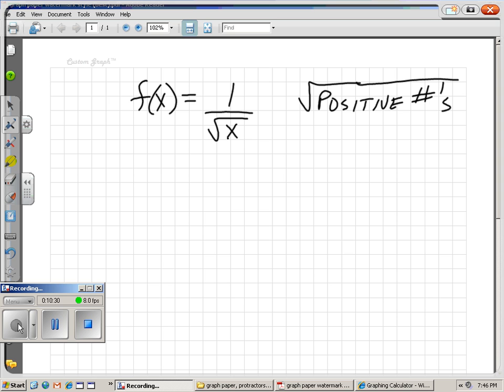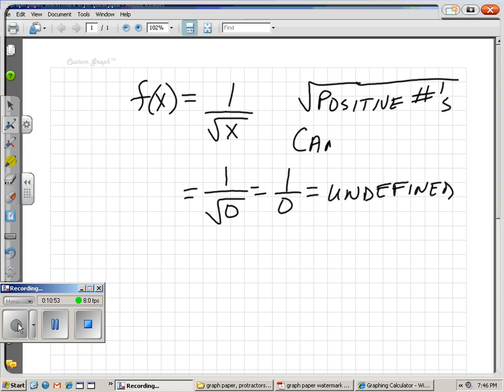So we know that x has to be positive. Now in the last example we said it could also be 0, but can it be 0 here? What if it is a 0? Let's just work that out real quick. 1 over square root of 0 equals 1 over 0 equals undefined, because we can't divide by 0. 0 cannot be on the bottom. So we can use positive numbers, but it cannot equal 0.